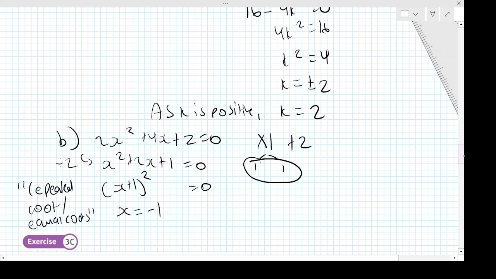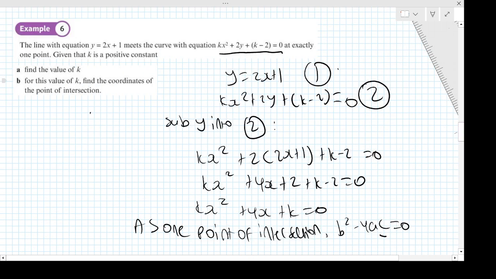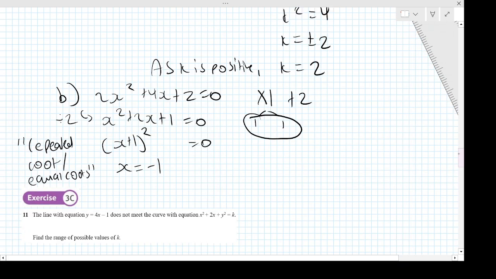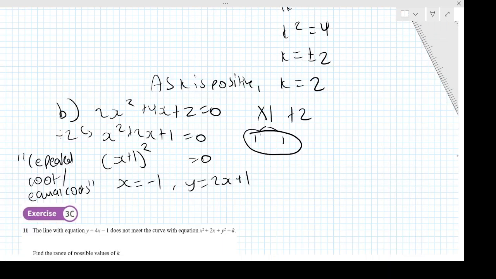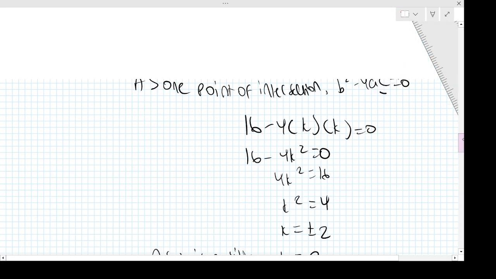Anyway, so x is minus 1. That's what we get to solve. But to find the point of intersection, we need a y value as well. Luckily, we know how to write y in terms of x. So y is 2x plus 1, from the first equation. Then y, when x is minus 1, would be 2 lots of minus 1 plus 1. That would be minus 2, add 1, that would be minus 1. So x is minus 1, y is minus 1. So that's our solution.